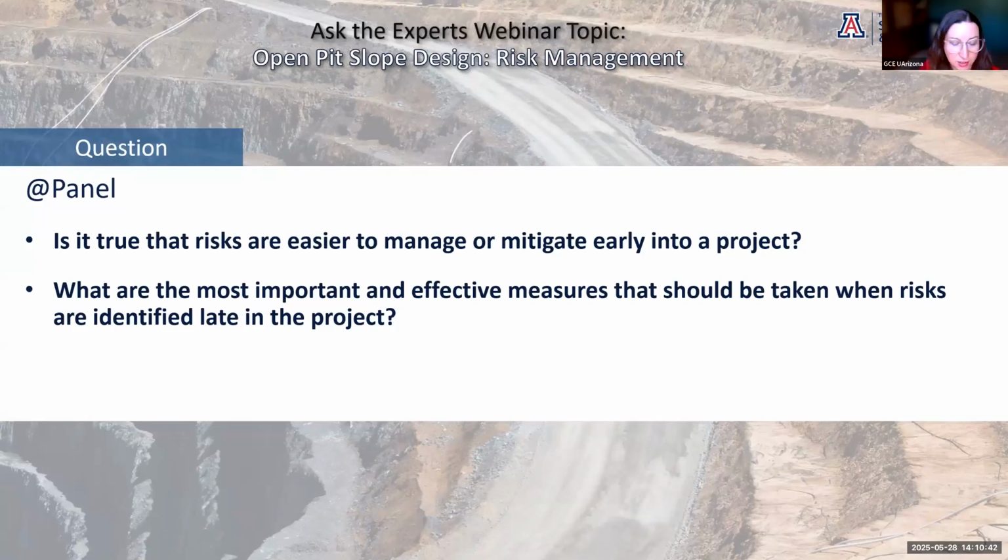So the first question that was submitted asks, is it true that risks are easier to manage or mitigate early into a project? That's the first part of the question. And then the second part is, what are the most important and effective measures that should be taken when risks are identified late in the project? So this question was not directed at a specific panelist, but I will perhaps welcome Julian. Would you mind being the one to start on this?